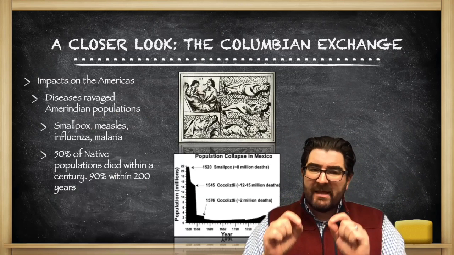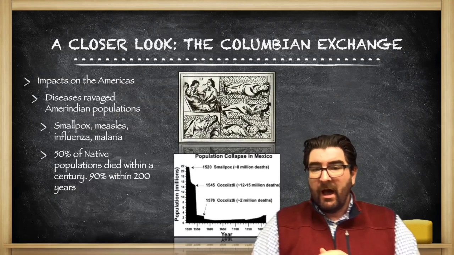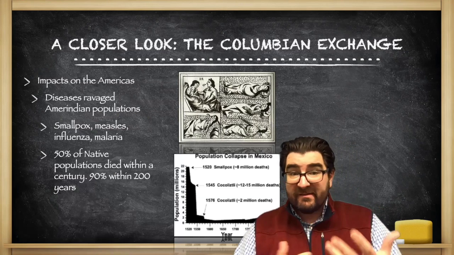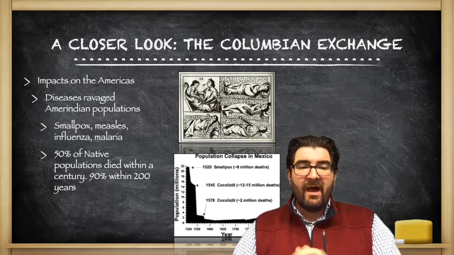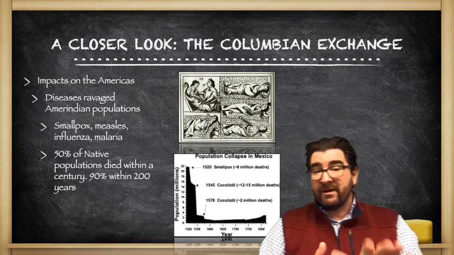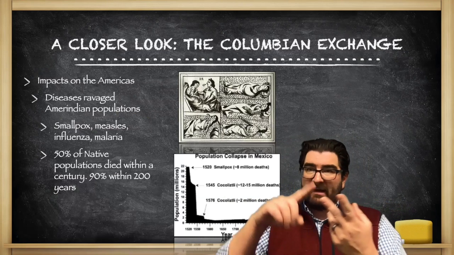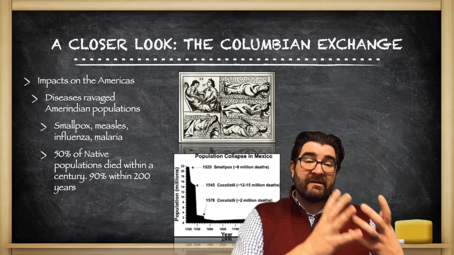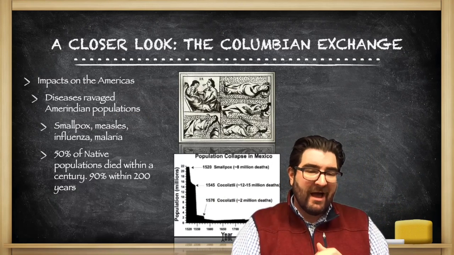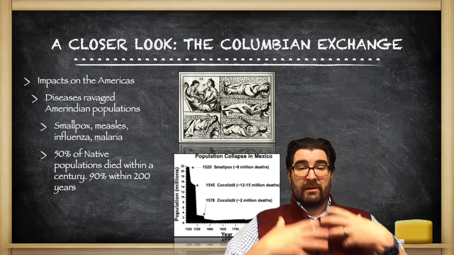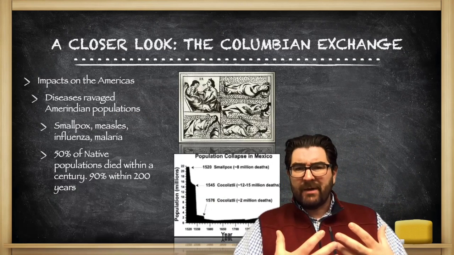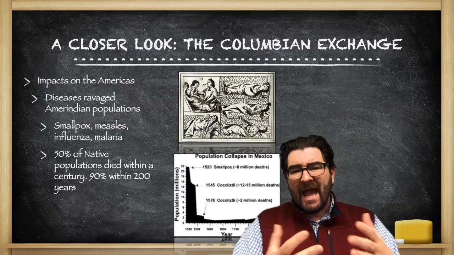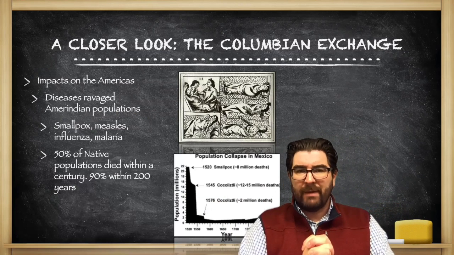So as we take a closer look into the Columbian Exchange, as we said, there are going to be tremendous impacts on the Americas, as we are going to see those plants and those animals and those diseases move between hemispheres. Diseases are going to ravage Amerindian populations. Smallpox, measles, influenza, malaria will all enter into populations that have no previous contact with those diseases, and they will lack any kind of immunities or antibodies, which we're all learning a lot about right now in 2020. And these are going to be absolutely devastating to Native American populations.